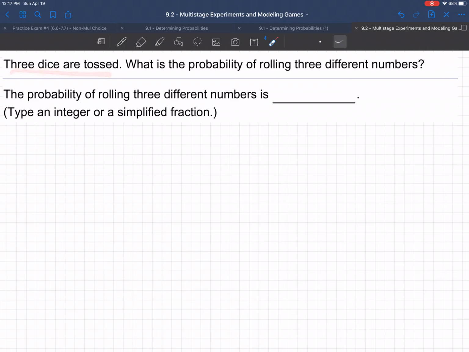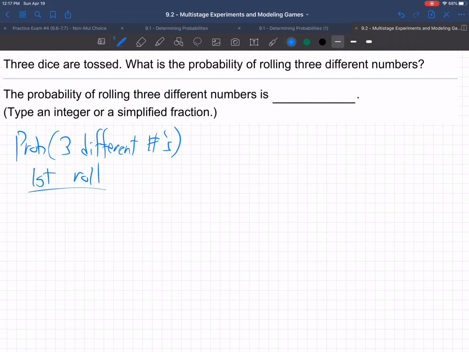Three dice are tossed. What is the probability of rolling three different numbers? So to roll three different numbers, that's what they're asking. The probability, three different numbers. Okay, so this is three separate actions, isn't it? You have your first roll, and your second roll, and your third roll.